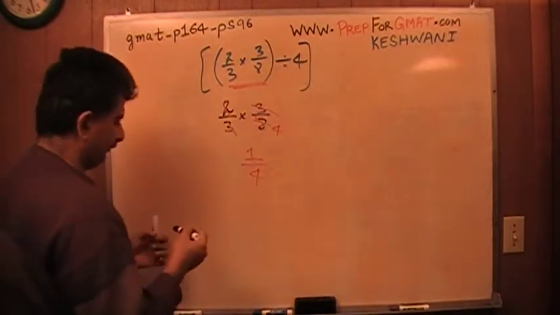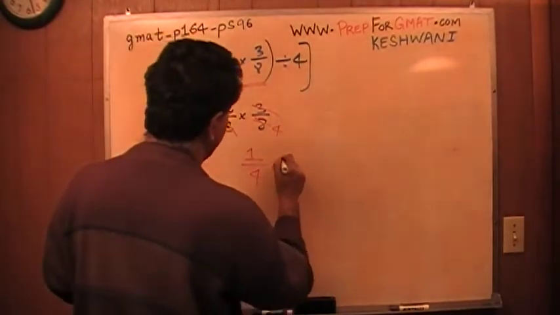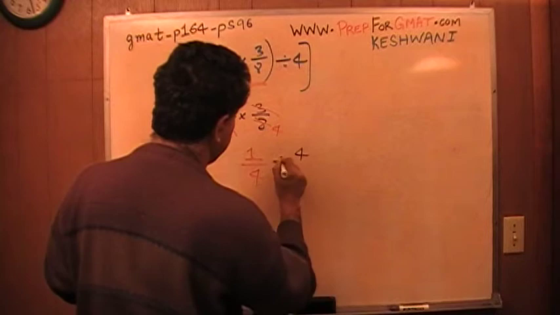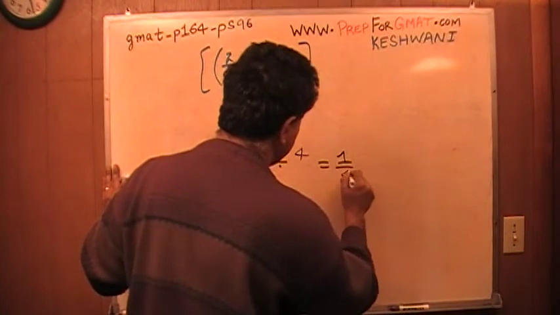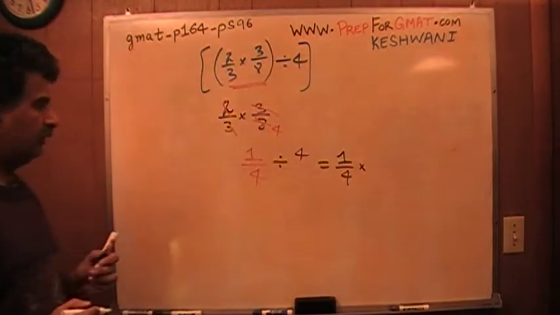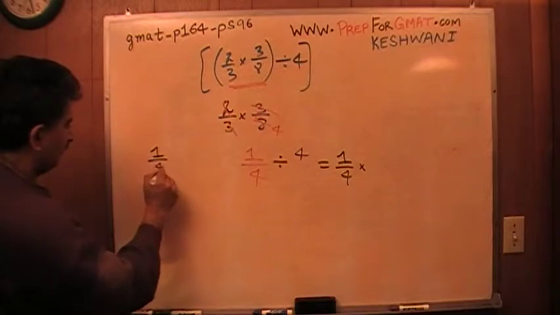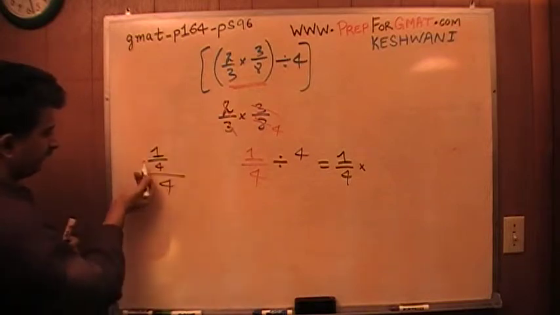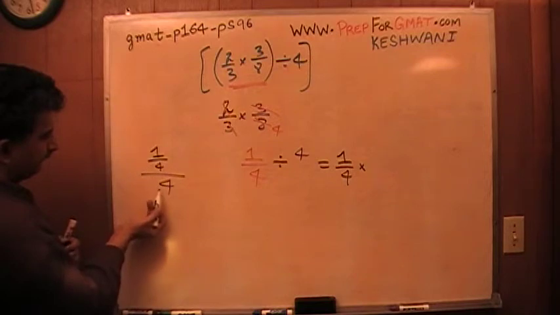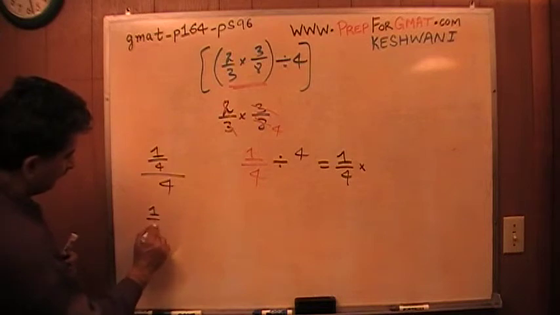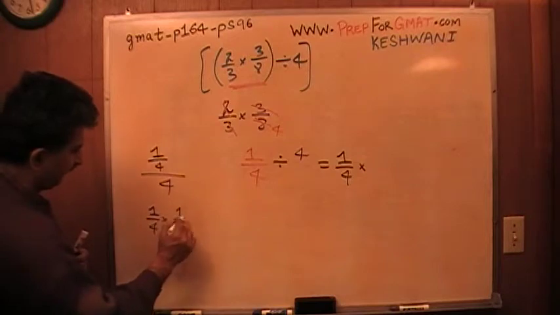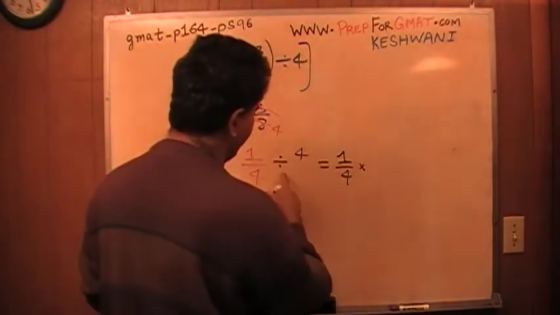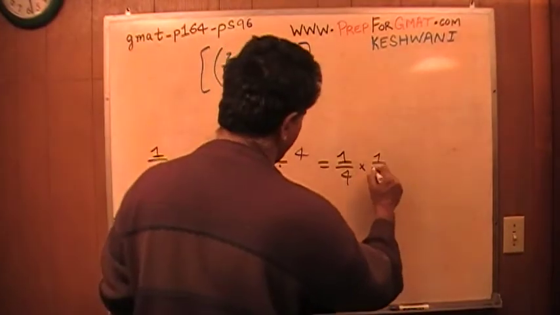And what we're dealing with is 1/4 divided by 4. 1/4 divided by 4 is same as 1/4 times, what do you do when you have a fraction, when you're supposed to divide a fraction by something? It's the same as 1/4 times the reciprocal of this guy, which is going to be 1/4 again. So 1/4 divided by 4 is same as 1/4 times 1/4.